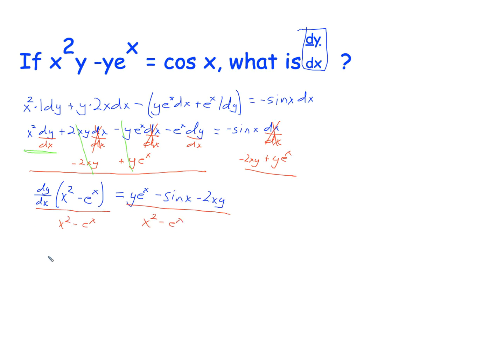And our answer is dy dx equals y times e to the x minus sine x minus 2xy over x squared minus e to the x. And there you have the differential, or the derivative dy dx, of x squared y minus y times e to the x equals cosine of x. The things to be careful with that I see some people forget to do: the product rule, or in this case, sometimes they forget to distribute the negative.